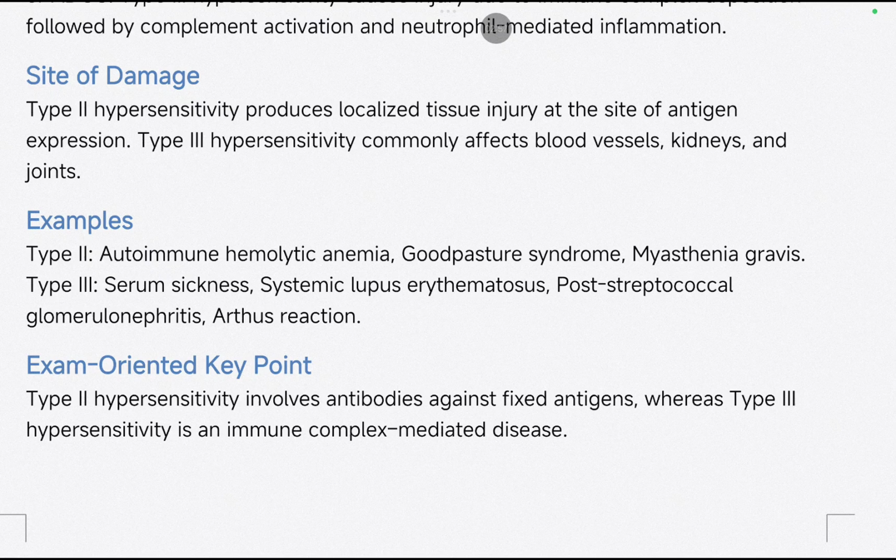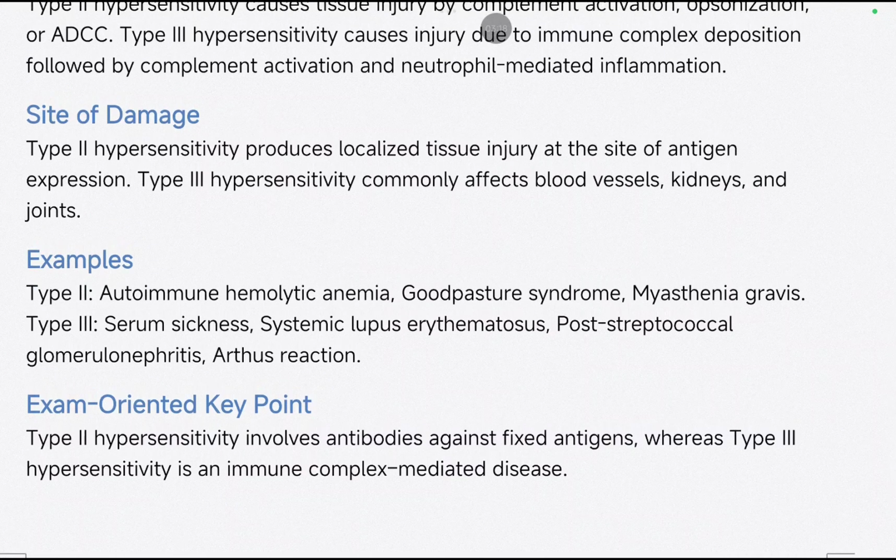See, type 3 hypersensitivity involves antibodies. What does the spelling of antibody have? ANT, and what does the 2 stand for? Type 2. So make a mnemonic and remember: type 2 is antibody against fixed antigen, whereas type 3 hypersensitivity is an immune complex mediated disease. Okay, this chapter is enough.